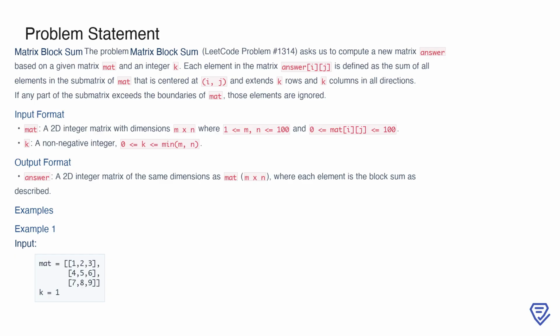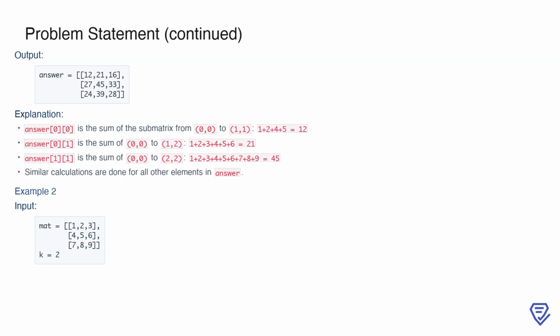sum as described. In the first example, the input matrix mat is a 3x3 grid, and k is set to 1. The output matrix, answer, is calculated as shown. For instance, answer[0][0] is the sum of the submatrix that spans from 0, 0 to 1, 1. This includes the values 1 plus 2 plus 4 plus 5, which equals 12.